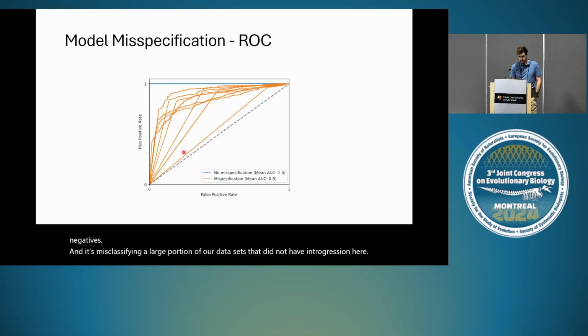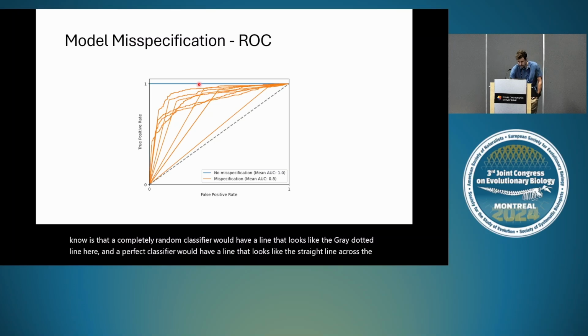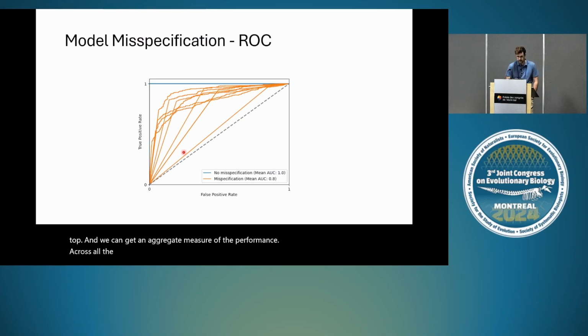Another way to look at this is with these ROC curves. They show the false positive rate and the true positive rate at different classification thresholds. What's important to know is that a completely random classifier would have a line that looks like the gray dotted line here, and a perfect classifier would have a line that looks like this straight line across the top. We can get an aggregate measure of the performance across all the classification thresholds with the area under the curve, the AUC. Ideally, we want an AUC of 1, or as close to 1 as we can get.